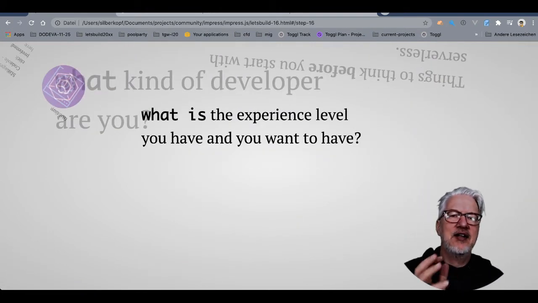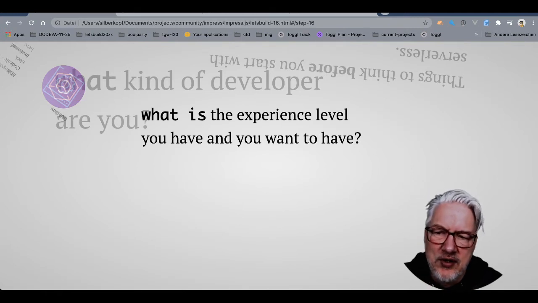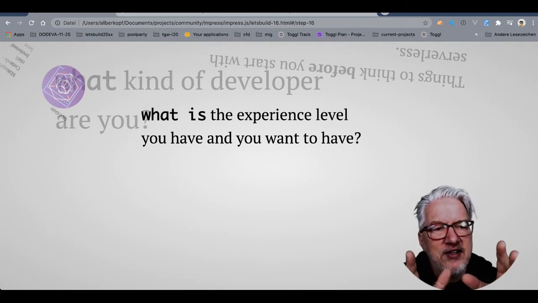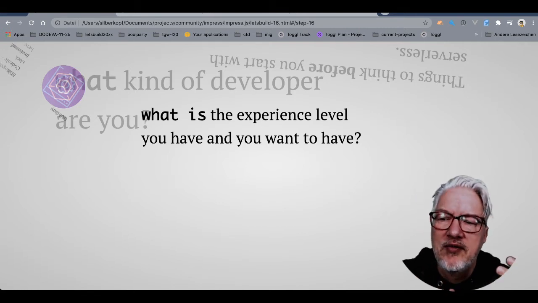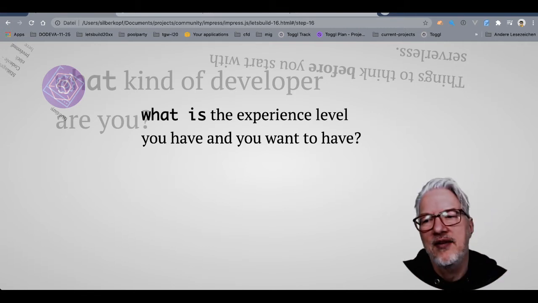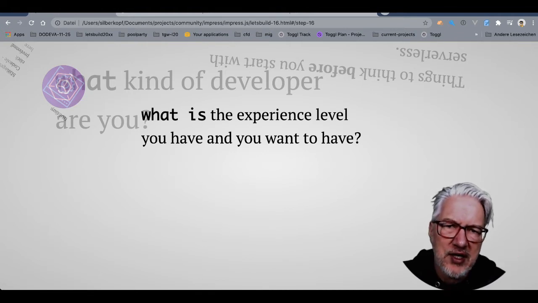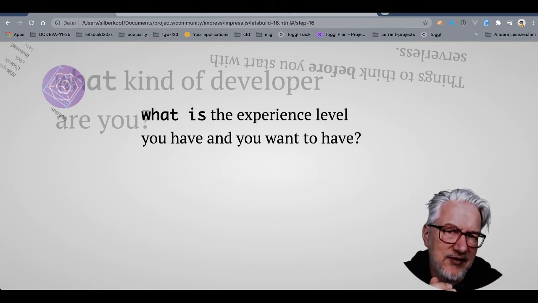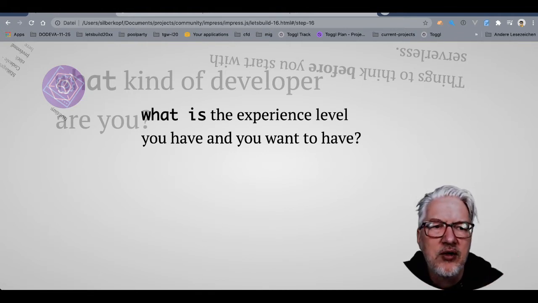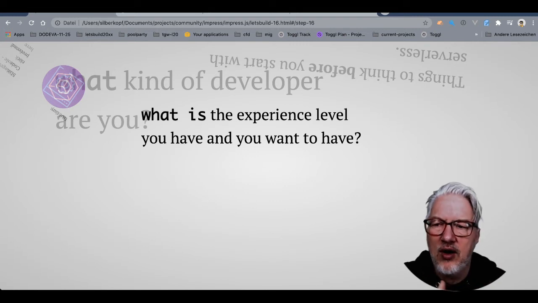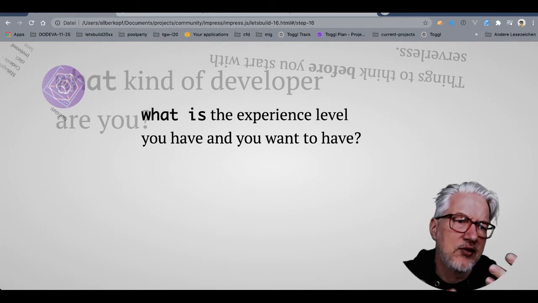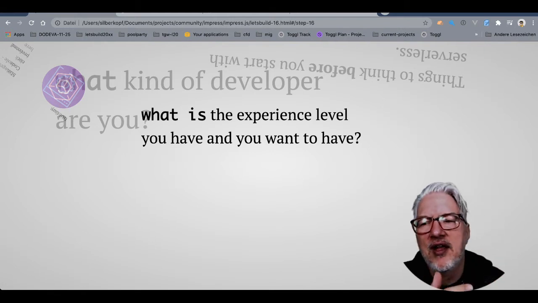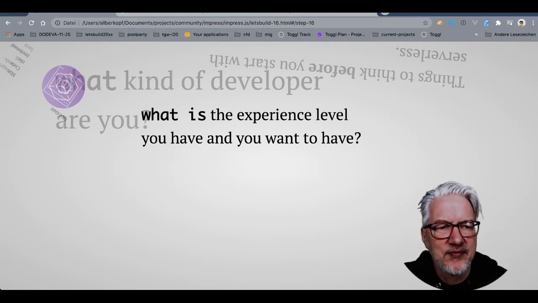And a little bit bundled to that is the question, what is the experience level you start at and what is the experience level you want to have? And that means how much time are you willing to invest? Are you just playing around for yourself? Or do you really need it for work? How many hours or days or weeks or even months do you want to invest?